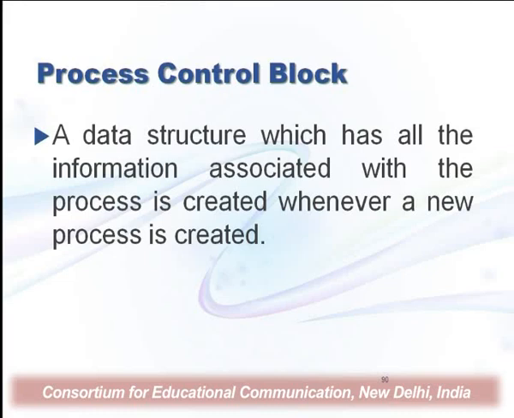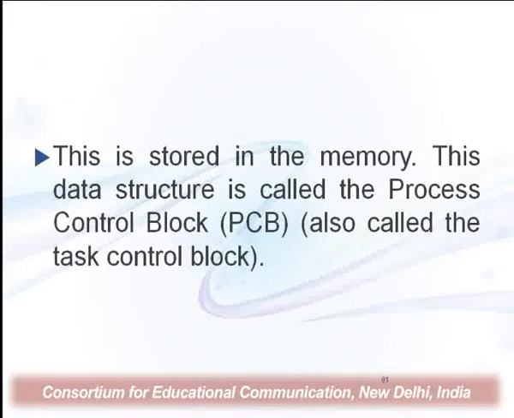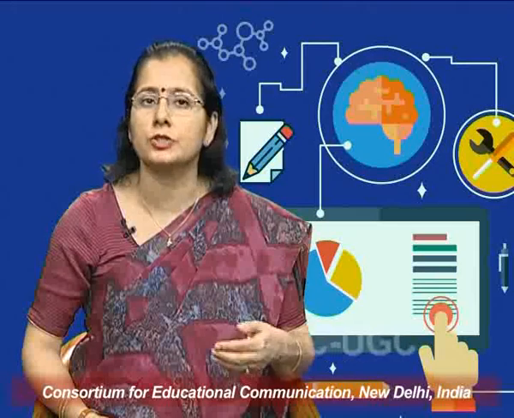Corresponding to every process, you will have a process control block. It is a data structure which has all the information associated with the process, and it is created whenever a new process is created. This is stored in the memory. This data structure is called the process control block or the PCB. It is also called the task control block.